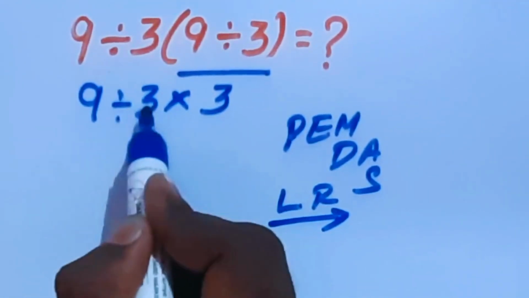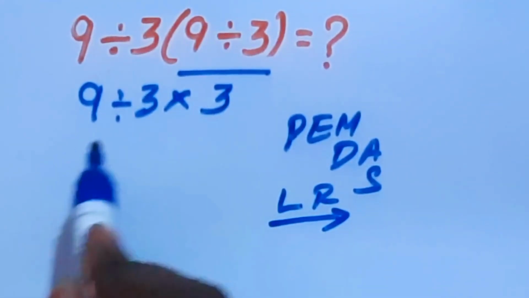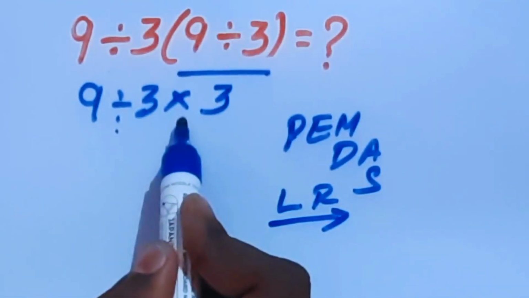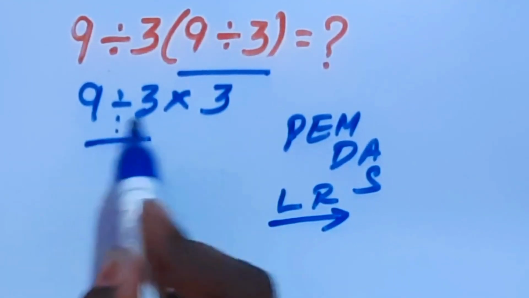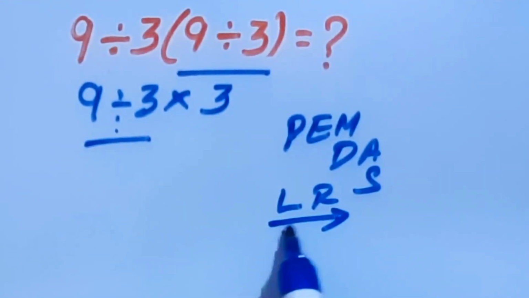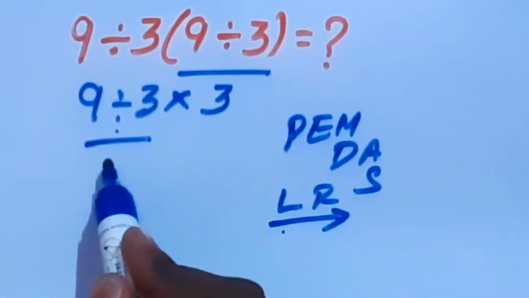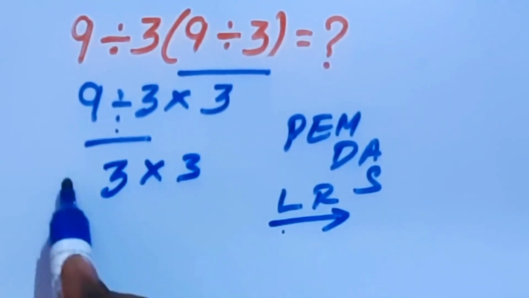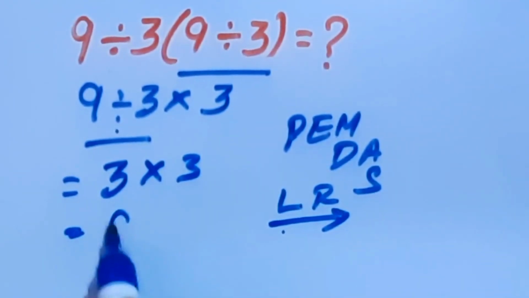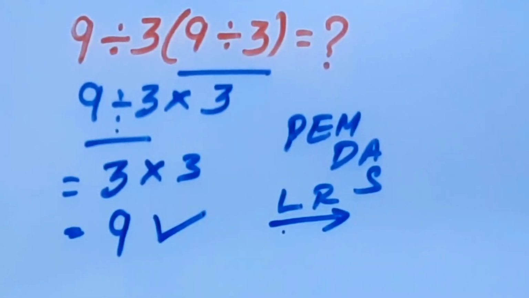9 divided by 3 times 3. So now we have division and multiplication in this problem. First we have to do this 9 divided by 3, because we are following left to right order here. So 3 times 3. Now 3 times 3 is 9. This is the correct answer.